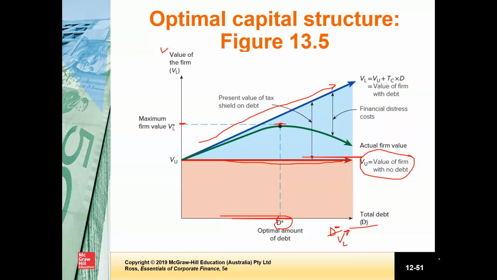The final thing to notice in this figure is that the difference between the value of the firm in our static theory and the value of the firm with taxes is the loss in value from the possibility of financial distress. Also, the difference between the static theory value of the firm and the value with no taxes is the gain from leverage net of distress costs.